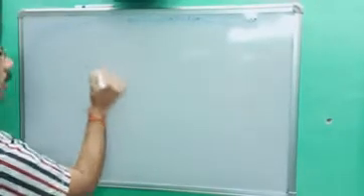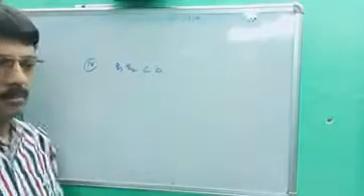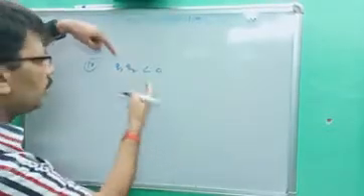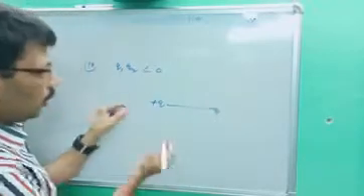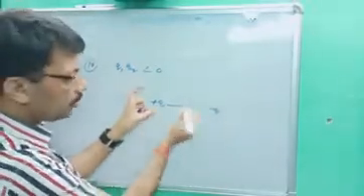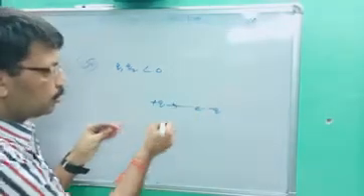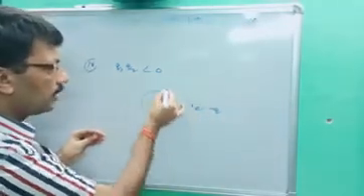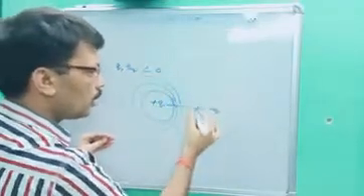Fourth point, Q1, Q2 less than 0. No doubt, less than 0 means one is plus Q and the other is charge minus Q, and what is the resultant force? Plus and minus will attract each other. So the resultant force will be acting inward. So how can we trace that equipotential surface? Like this, just the opposite of the previous one.